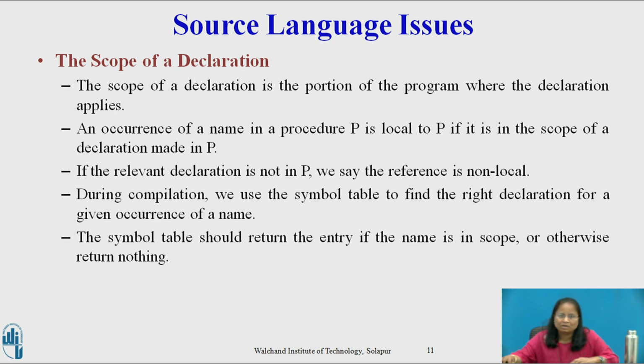The portion of the program to which the declaration applies is called the scope of that declaration. An occurrence of a name in a procedure P is said to be local to the procedure P if it is in the scope of a declaration within the procedure P. Otherwise, the occurrence is said to be non-local. At compile time, the symbol table can be used to find the right declaration that applies to an occurrence of a name. When a declaration is seen, a symbol table entry is created for it. The symbol table should return the entry if the name is in scope, or otherwise return nothing.